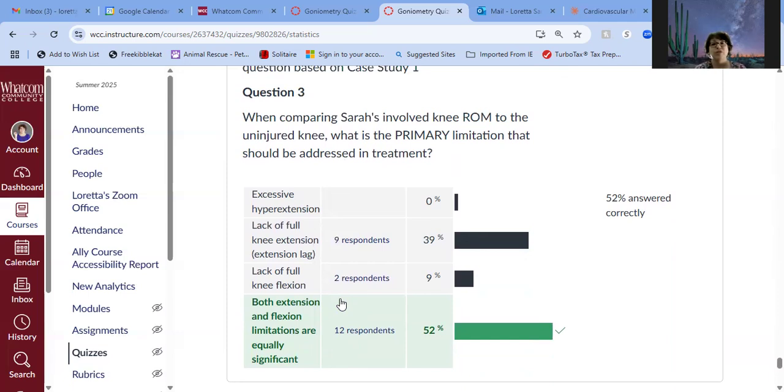So the primary limitation, both flexion and extension are equally significant because you need full extension and a decent amount of flexion to do most functional activities, particularly walking. But you don't know that because you haven't had gait yet. But if you kind of reasoned it out and figured that out, that is great. Anyway, this is a hard question, but good for you if you got it right.